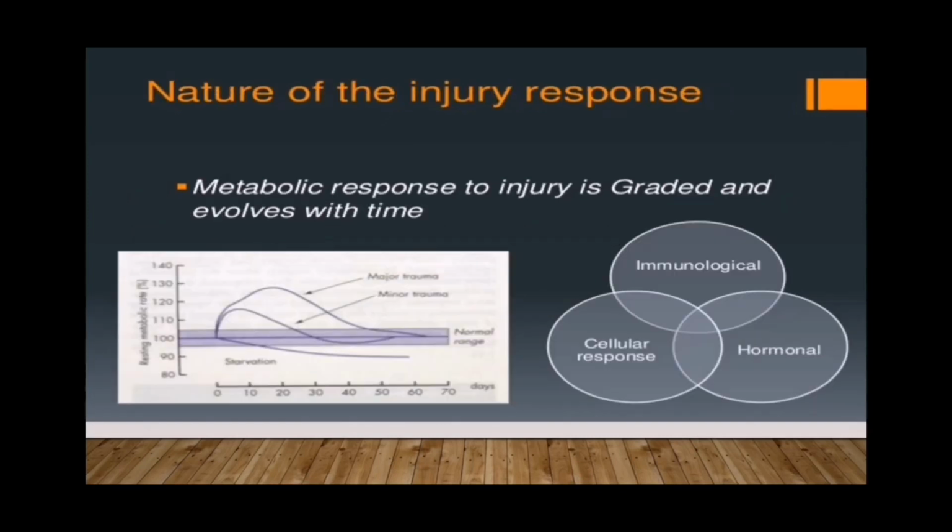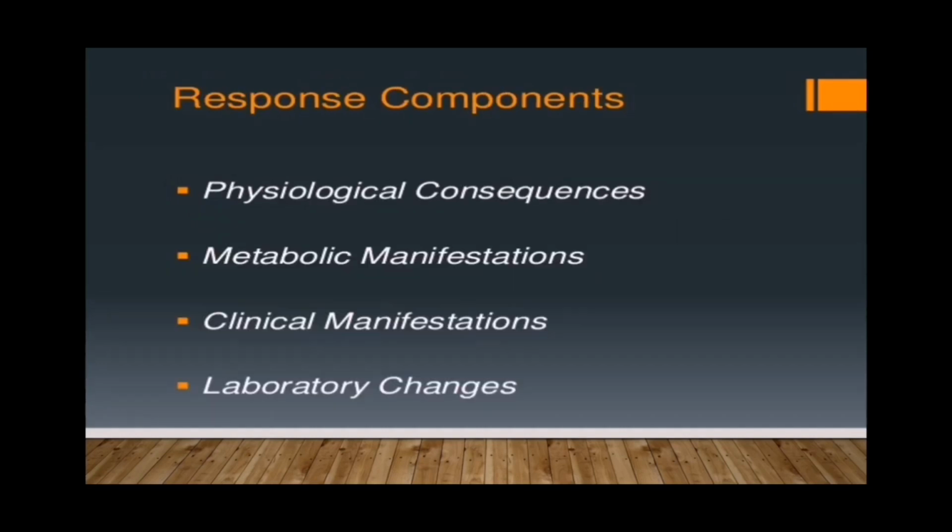Nature of injury response. Metabolic response to the injury is graded and evolves with time. There is a graphical image showing a graph plotted between resting metabolic rate and stage. In starvation, the metabolic rate decreases. In minor and major trauma, there is an increase in metabolic response. The key factors which help in injury response are immunological, hormonal, and cellular response.